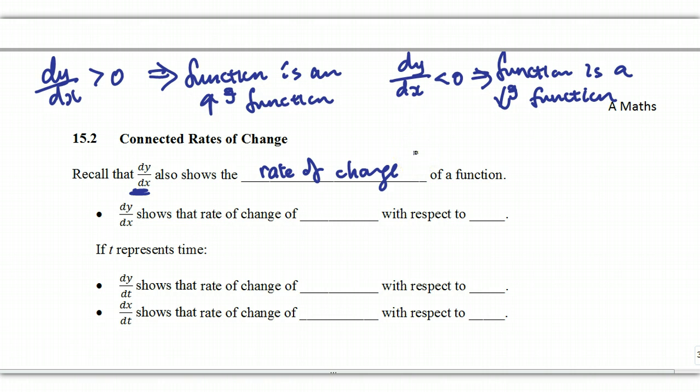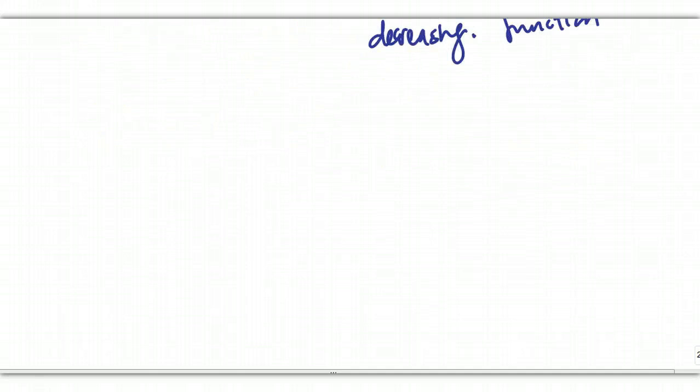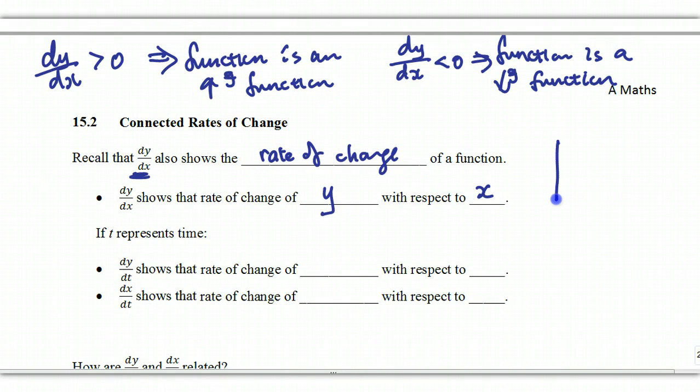So in essence, dy over dx shows the rate of change of a function. Since it's dy over dx, it's actually the rate of change of y with respect to x. That means that if I look at the function as y with respect to x, I'm looking at how fast y changes with respect to x.